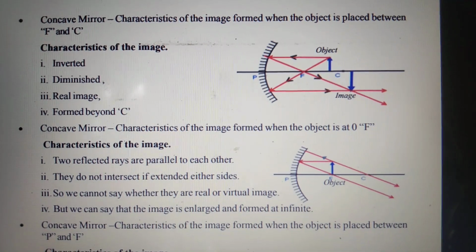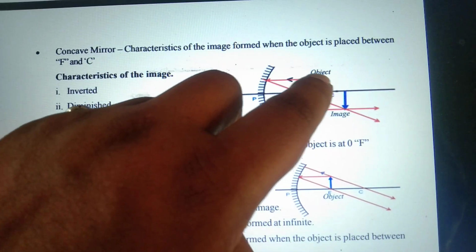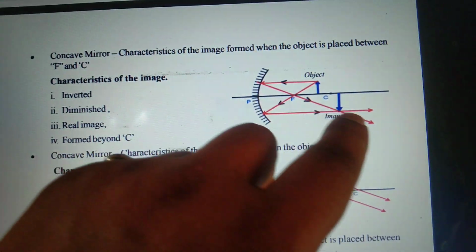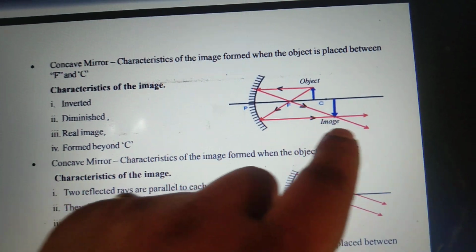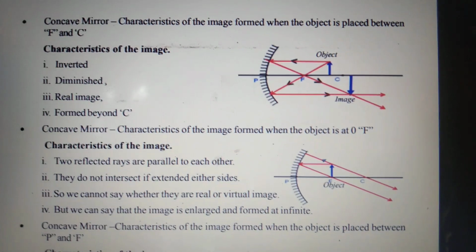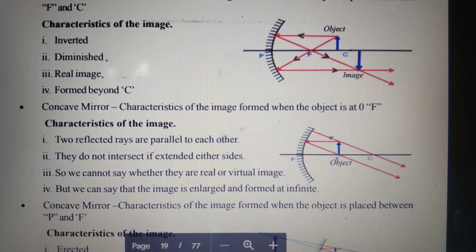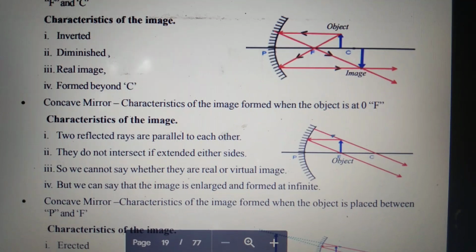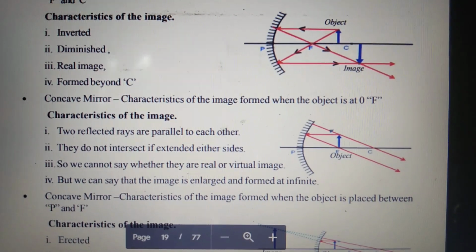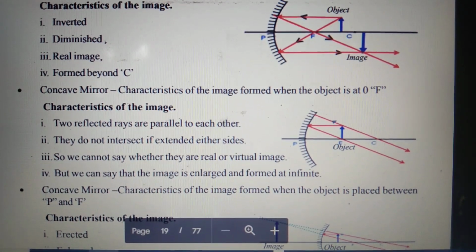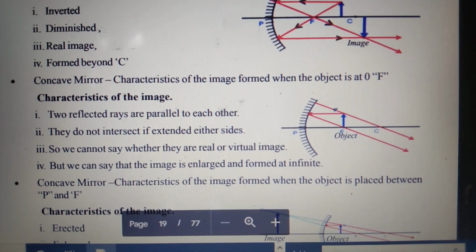Now coming to the third case, when we place an object between focus and center of curvature, a ray of light which is parallel to the principal axis, after reflection passes through the focus. Second ray of light passing through the focus, after reflection becomes parallel to the principal axis. They both meet beyond the center of curvature, and the image is real, enlarged and inverted.